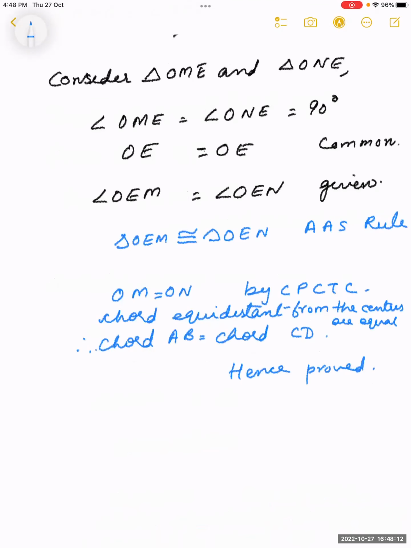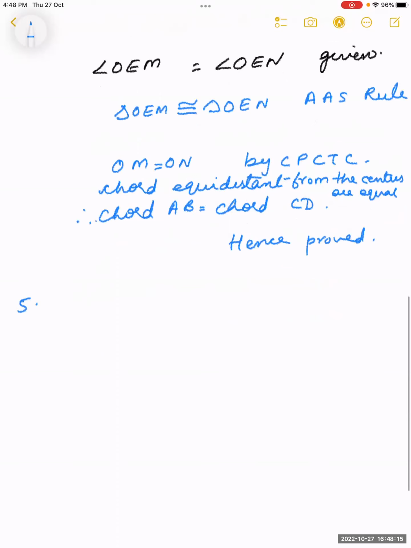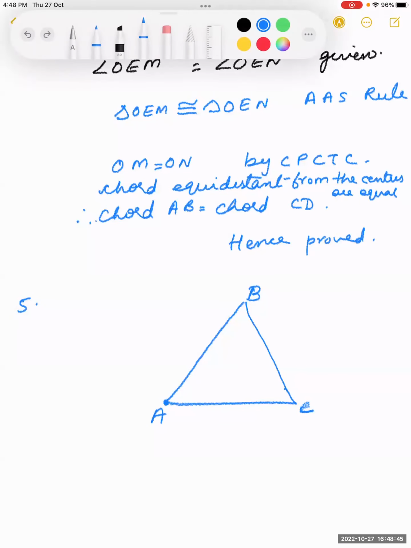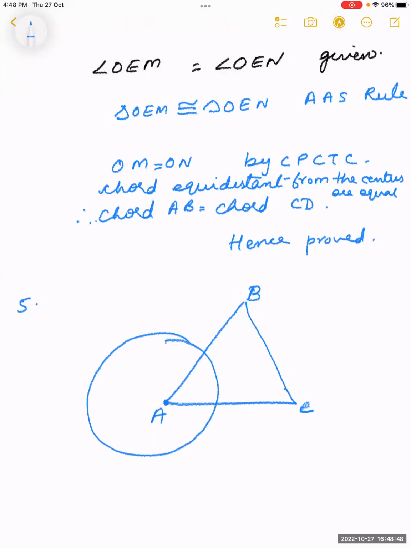The next question, fifth one. ABC is an equilateral triangle. So let's first draw ABC. Okay, here it is A, B, C. Now a circle is drawn with center A. Okay, so this is going to be the center of the circle, so that it cuts AB and AC at points M and N. So the circle is somewhat like this. So this is cutting at M, this is cutting at N.